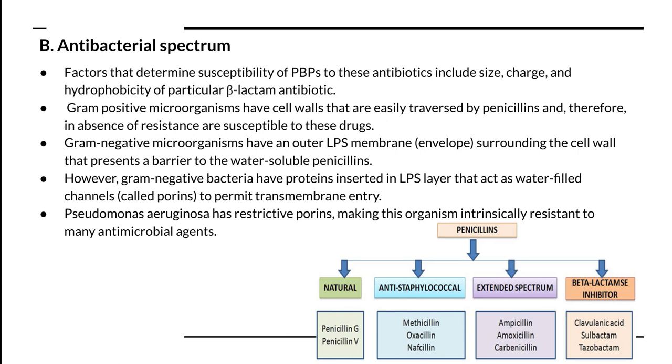Now, since you already know the difference between gram positive and gram negative, let me tell you something: even gram negative bacteria have certain proteins inserted in the lipopolysaccharide. These proteins are called porins. Have you heard of porins before? Yes, Pseudomonas aeruginosa has restrictive porins. If it has restrictive porins, then antibiotics will not be able to work through them.